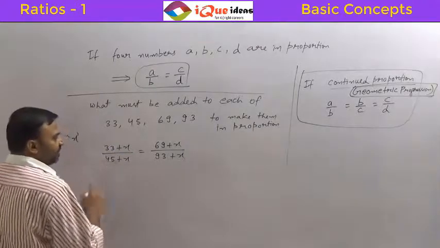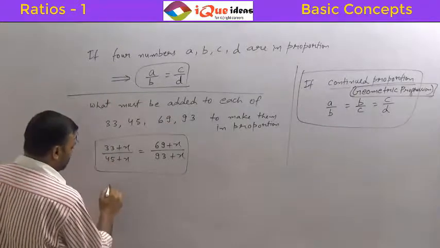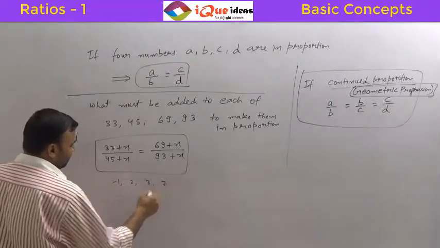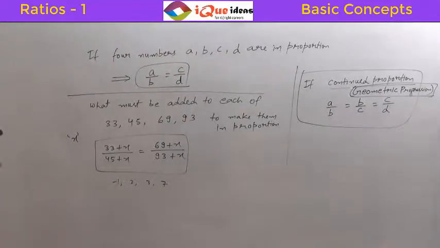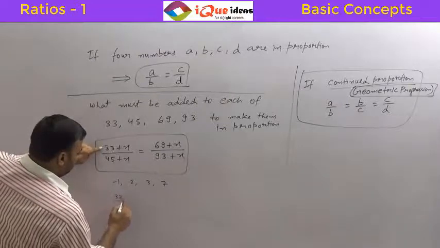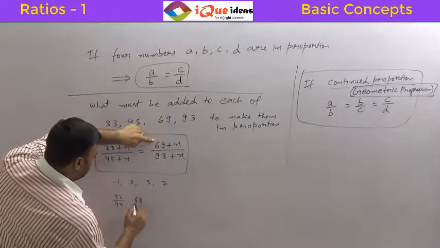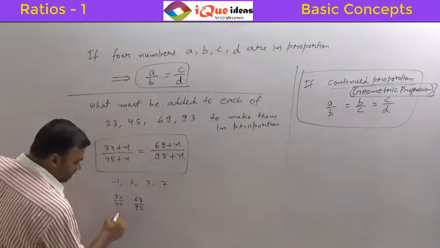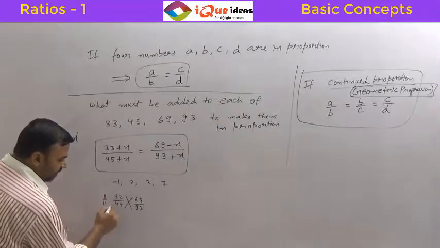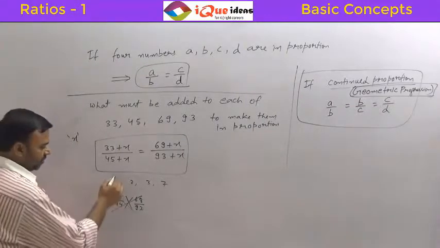Now, you don't need to simplify. In these questions, use the options given. Suppose the options are -1, 2, 3, 7. Use the options. If you put x equal to -1, this will become 33 minus 1, that is 32, 45 minus 1, 44. And this side will become 69 minus 1, 68, and 93 minus 1, 92. Are these two ratios same? No. You can check this. This is 4, 8 divided by 11. This is not a multiple of 11, this is not a multiple of 8. So simply it is wrong. So this -1 is wrong.